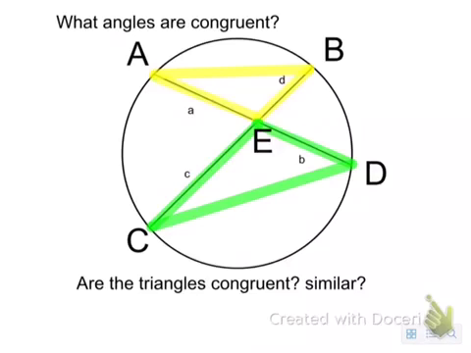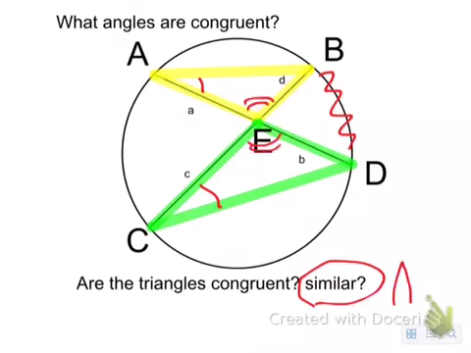Are they congruent? Or are they similar? I would say they're similar because they're definitely not the same size. Okay? They will be similar because angle C intercepts arc BD, and angle A also intercepts arc BD, so those angles would be congruent. The vertical angles would also be congruent. So those triangles are similar by angle.